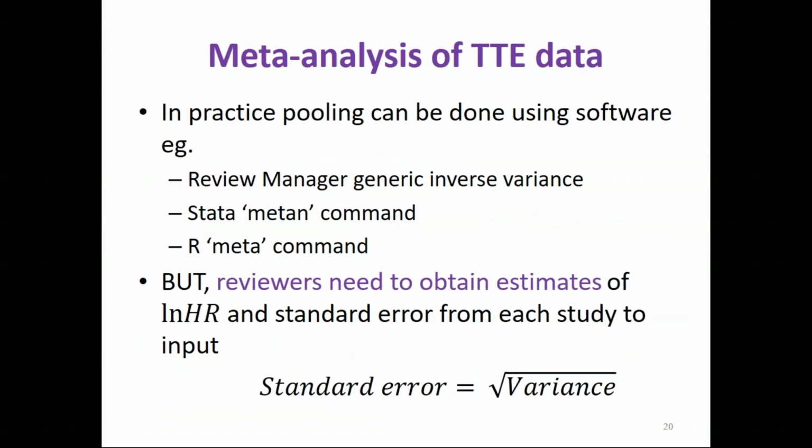In practice, of course, we'll use software to do a meta-analysis, and that pooling can be done using that software. So if you're using RevMan, then you can use the generic inverse variance option in RevMan. In Stata, it's the metan command, and in R, it would be the meta command. So as a reviewer undertaking this meta-analysis, you need to obtain an estimate of log hazard ratio and standard error from each of those studies, so rather than the variance. And the standard error is just the square root of the variance.